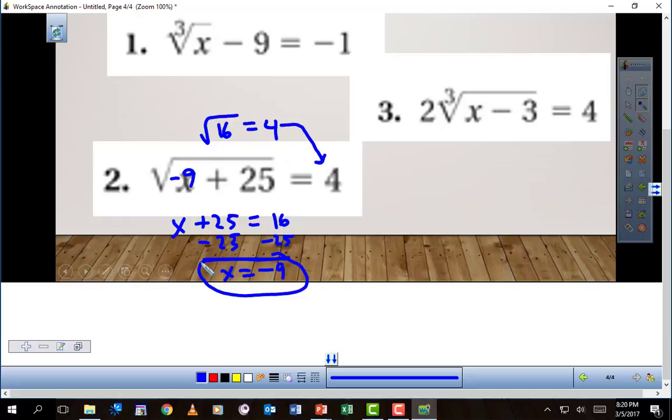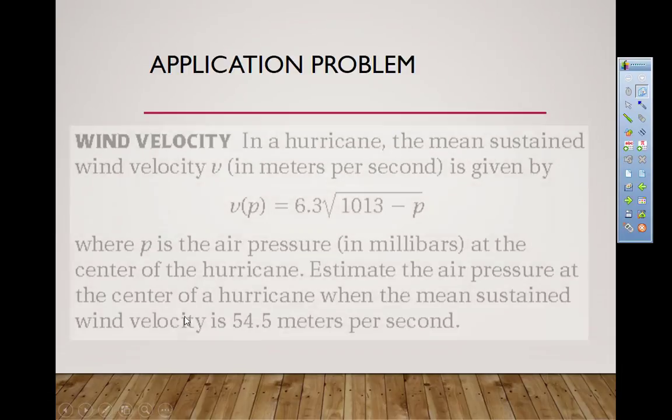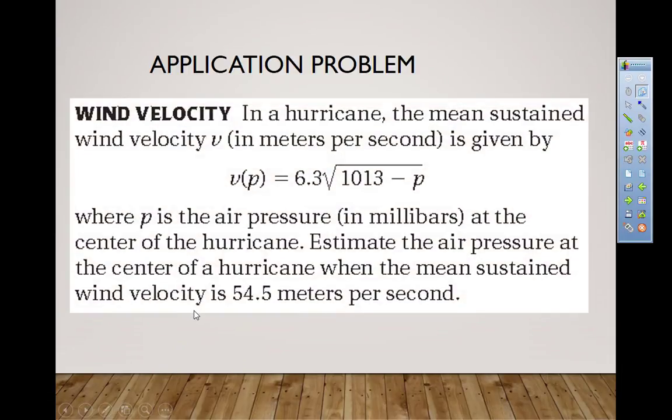So anyhow, there will be times where the answers do work, and sometimes the answers won't work. Like I said, I think they come up in part 2 of this lesson. Well, let's try an application problem, just so you can see how these problems might work in real life. It says wind velocity in a hurricane, the mean sustained wind velocity in meters per second is given by this equation.